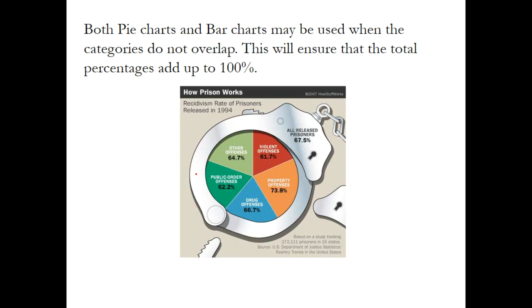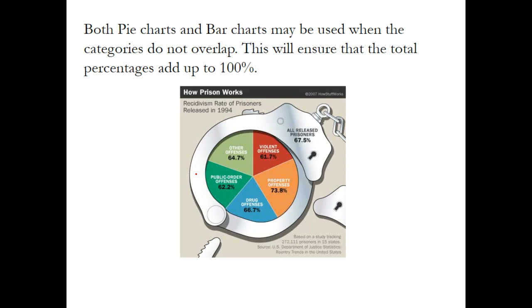Okay, now, the other thing is pie charts and bar charts have to be used when categories don't overlap. This was a graphic that was produced by How Stuff Works. And it had a recidivism rate of prisoners, and they have all kinds of problems with this. First of all, it adds up to well over 100% of the prisoners. The problem is, so why would this happen? And if we look at it, it's probably because someone landed in more than one category.